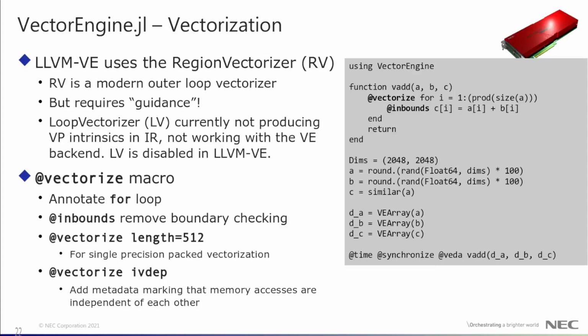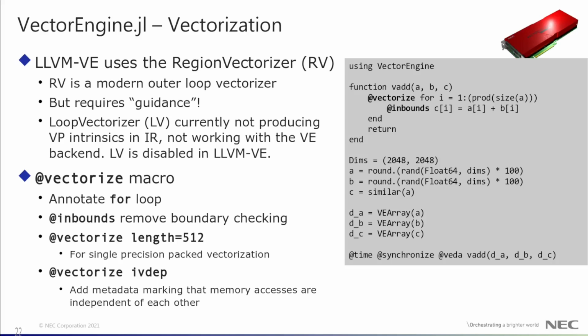Finally, vectorization. Vectorization is the most important thing for the vector engine. It has been built to run vectorized code. In LLVM-VE we use the Region Vectorizer, a modern outer loop vectorizer written by Simon Moll. It is a very good vectorizer, but it requires guidance. That means the loops need to be annotated in a particular way.